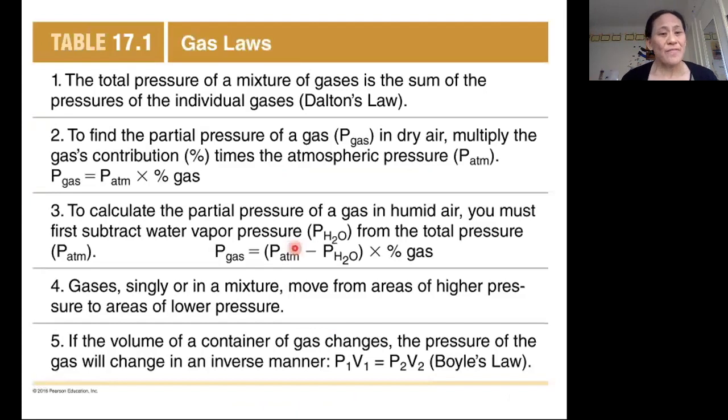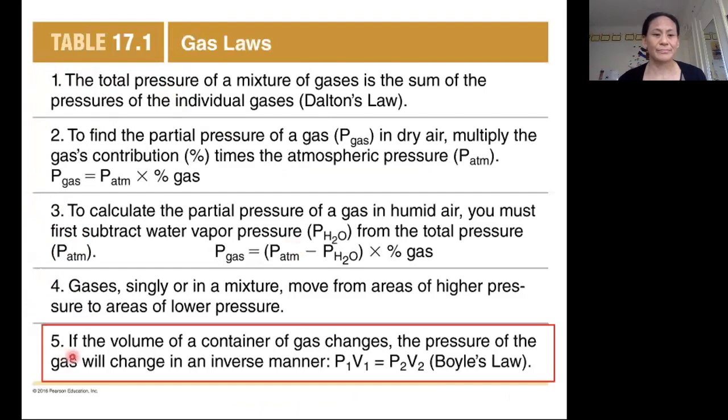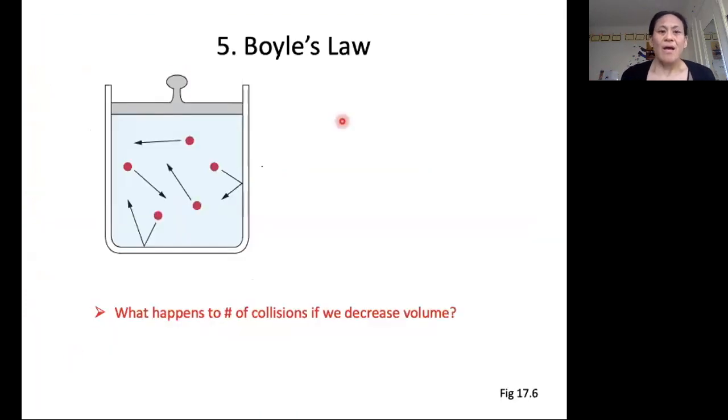All right, so we've gotten through most of these gas laws. We have our three laws that have to do with Dalton's law. We talked about how gases move from high to low pressure. Now we are ready to talk about our last gas law, Boyle's law. Okay, so to illustrate Boyle's law, let's first take a look at this diagram here. Okay, so we have a container of a certain volume with a certain number of gas molecules inside.